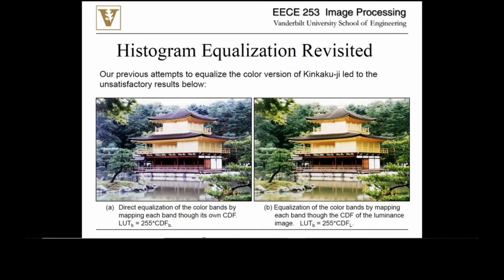And now we can try to recover our attempts to do histogram equalization. We were saying, okay, it doesn't look really like a very natural image. So this was the histogram equalization with an independent lookup table for each one of the channels. And this was, all the channels sharing the same lookup table, the one given by the luminance.